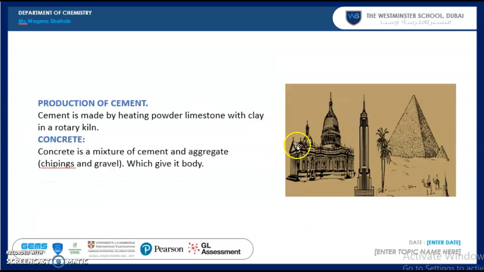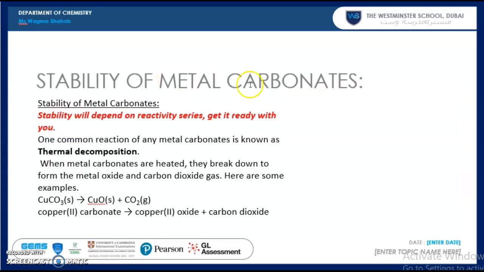Same like that, we can see a number of popular buildings and landmarks that are made with limestone and clay. We know about the great Egyptian pyramids. They are also made up of limestone and clay. So basically, we can say that limestone is a raw material for many important building materials like cement, concrete, mortar. Okay, now let's come to the stability of metal carbonates.